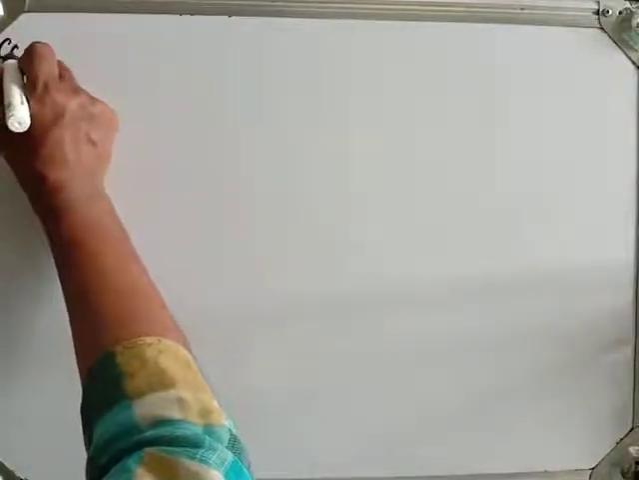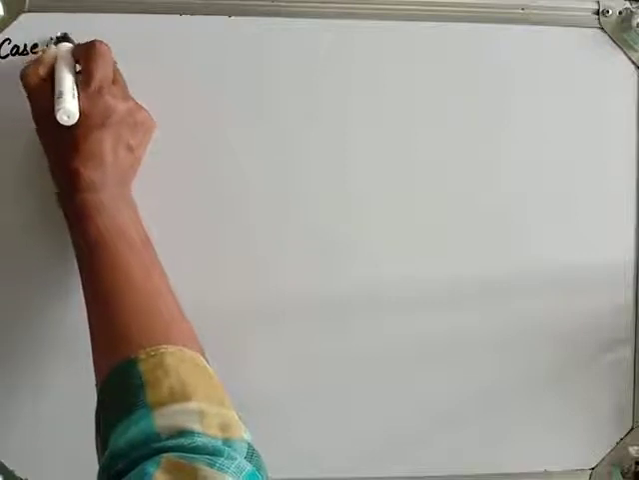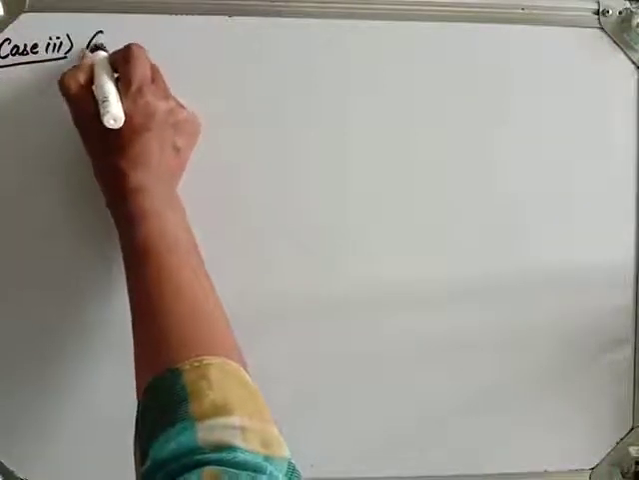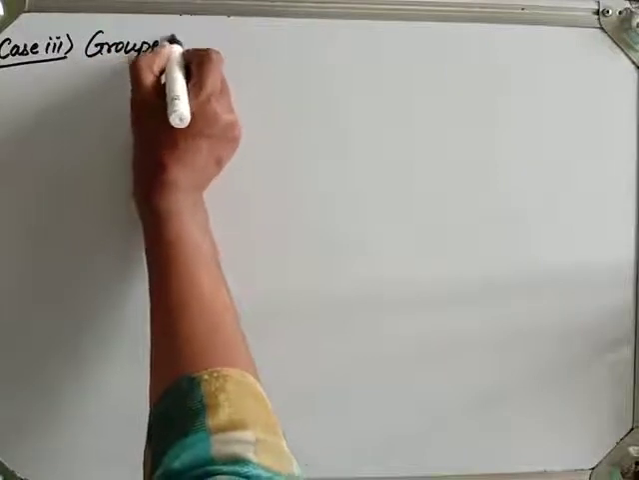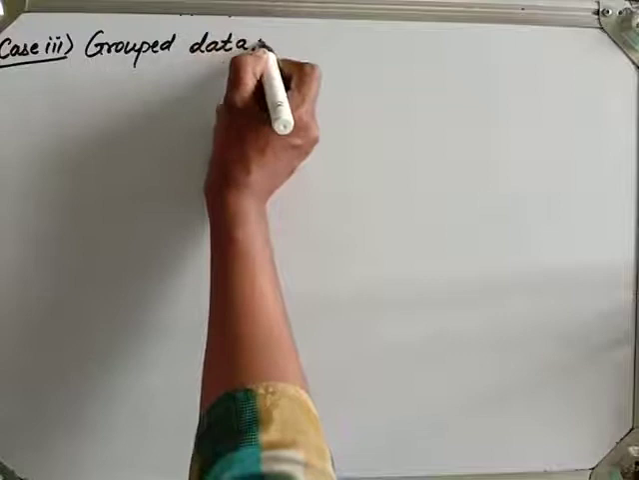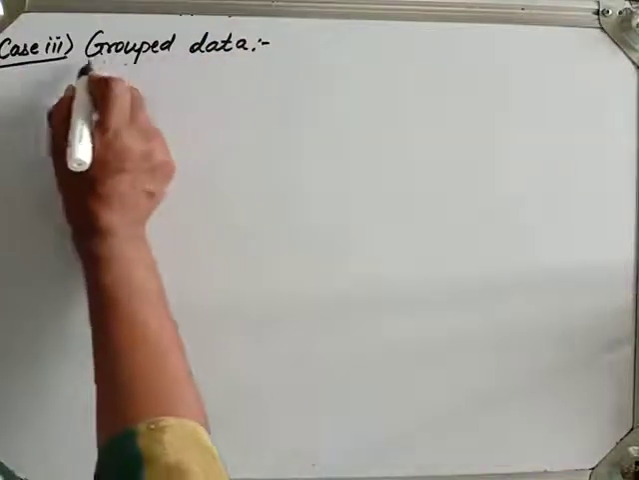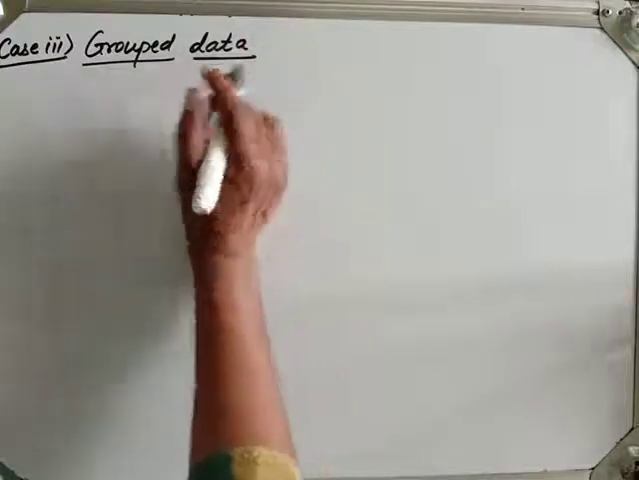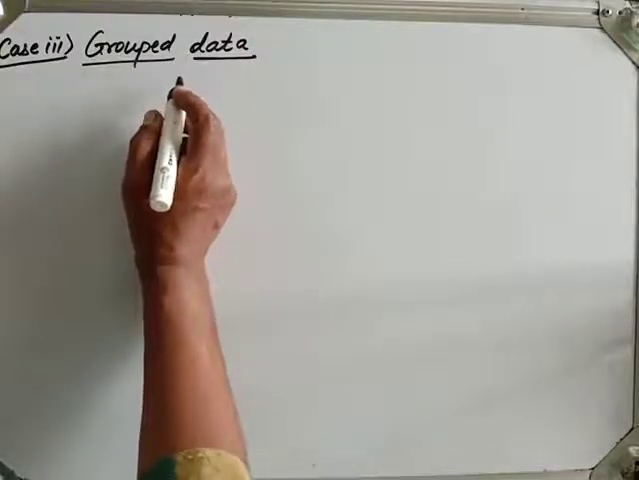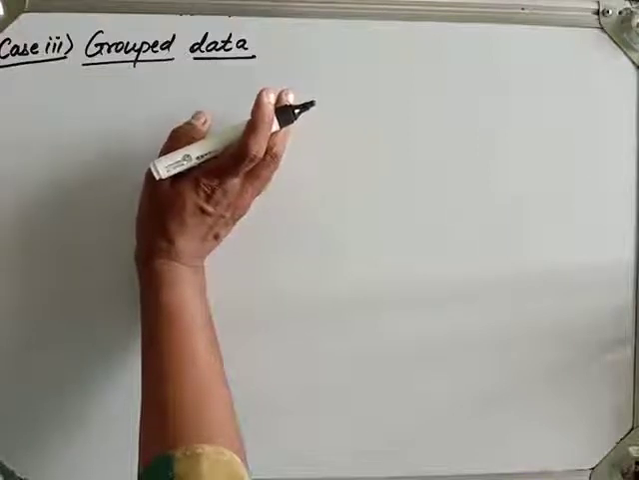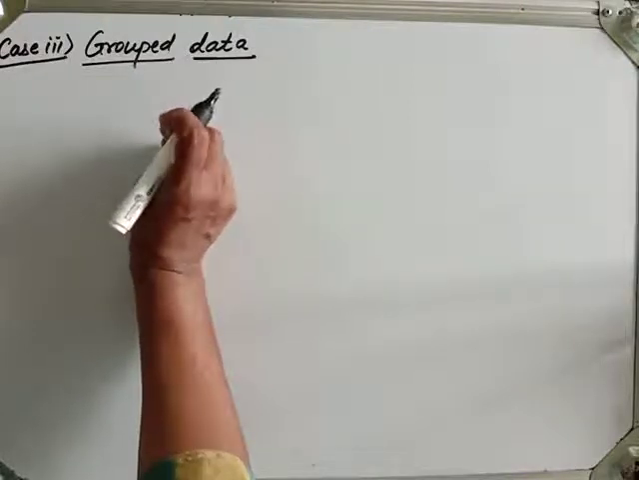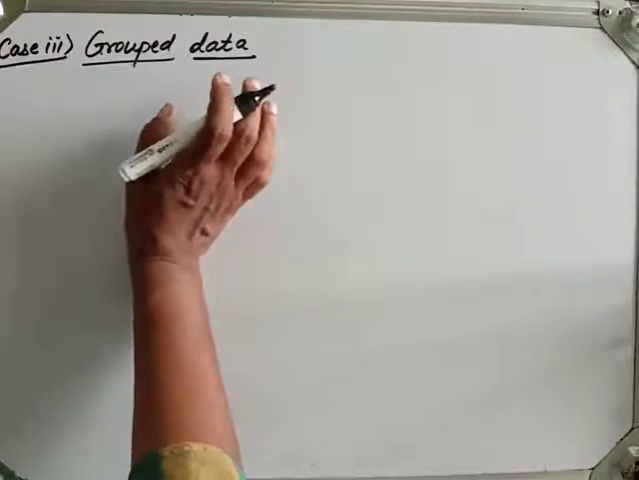Hello students, now in this video let us see the arithmetic mean for grouped frequency or the group data. Case 3, grouped data. Now here for group data or continuous frequency distribution, when the frequencies and the corresponding classes are given to us, the arithmetic mean is obtained by two different methods.